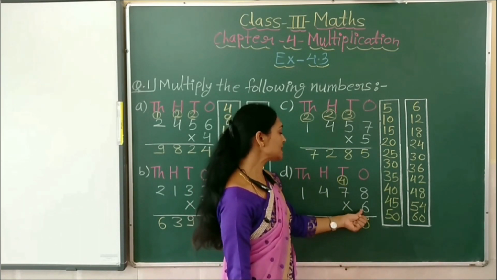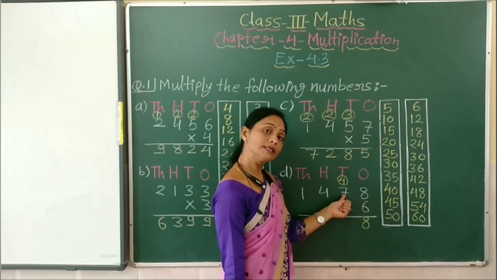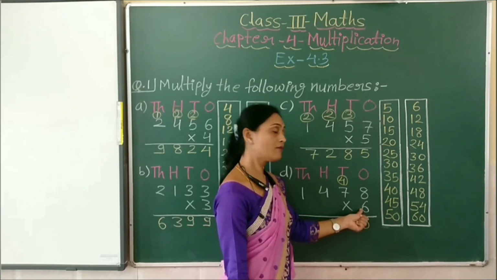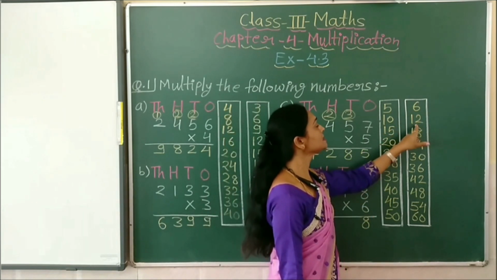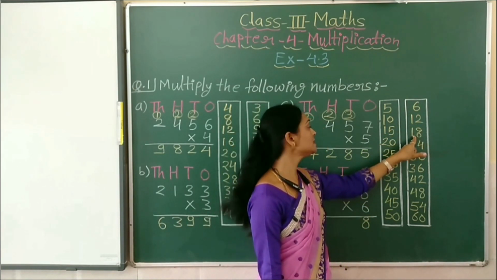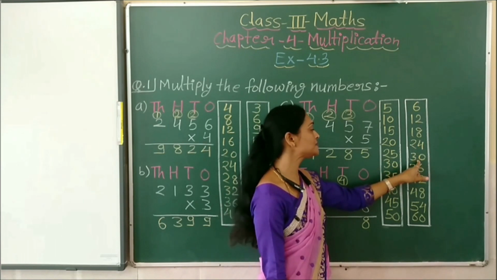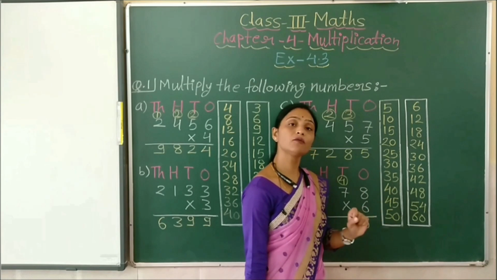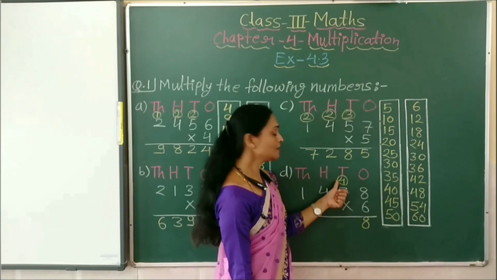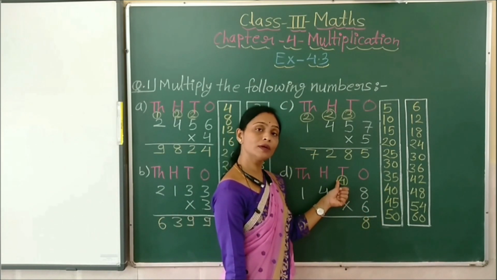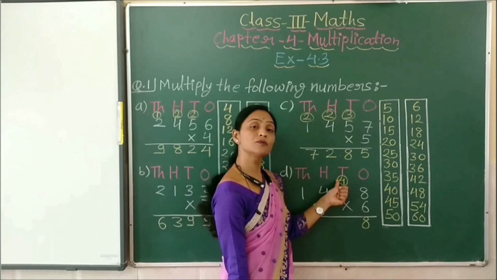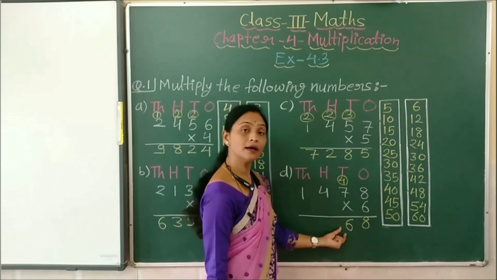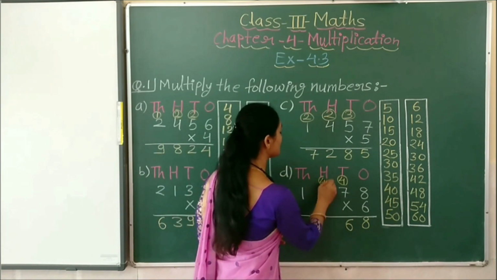Now again we will see this 6 we have to multiply with 7 now. So how many times we have to read this table? We have to read it 7 times. 6 ones are 6, 6 twos are 12, 6 threes are 18, 6 fours are 24, 6 fives are 30, 6 sixes are 36 and 6 sevens are 42. And then in 42 we have to add this carry over also. So 42 plus 4 how much? 46. So 6 will be written here and 4 will be written in carry over.